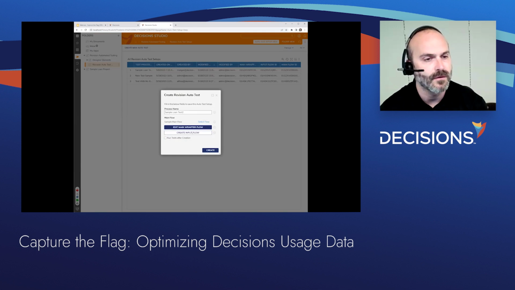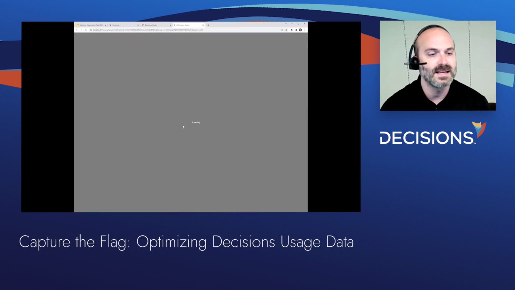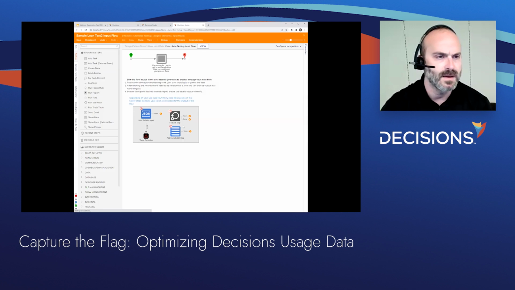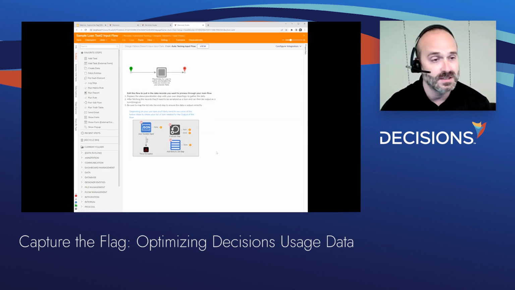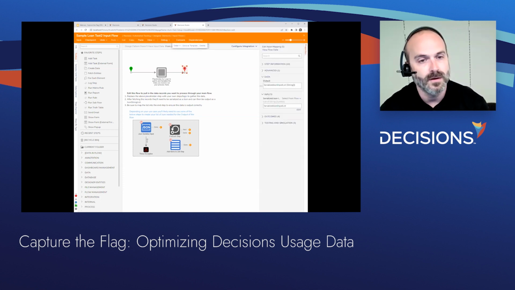And I'm going to do the same thing for an input flow. So the idea here is this revision automated test project, you give it an input flow that outputs serialized data. You can see on the end step here, output of a string list called serialized JSON input list.